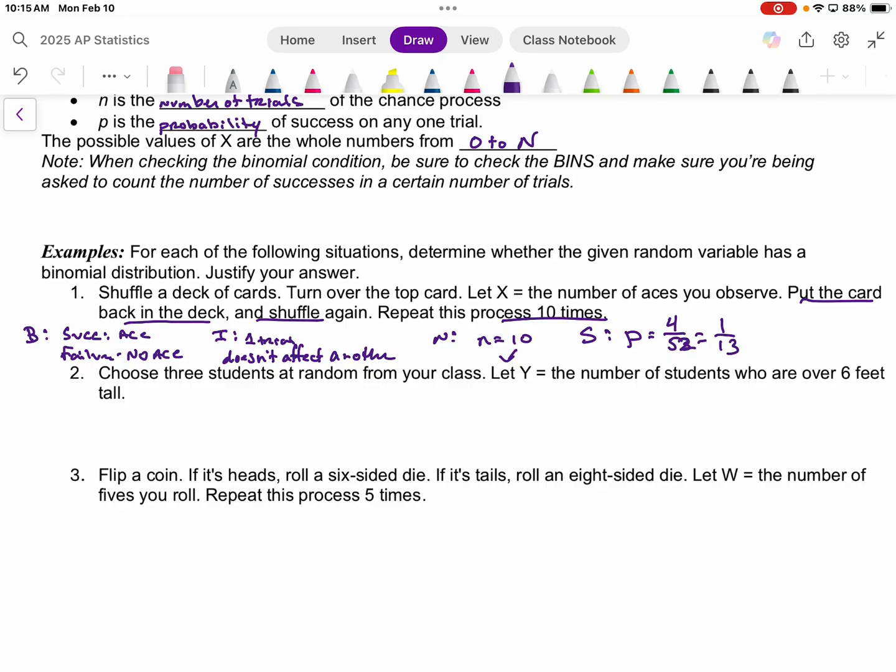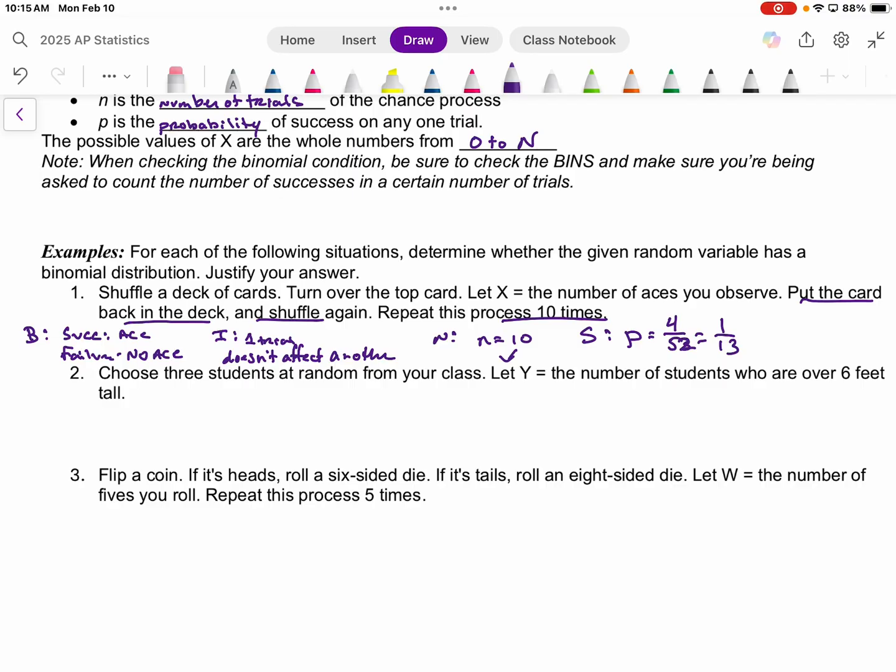So that one is a binomial setting, which means as we learn the formula for calculating the binomial distribution, or even filling out the table, we could create a table saying we're doing this 10 times. We would start off the top with 0 aces, 1 ace, 2 aces, 3 aces, 4 aces, 5 aces, all the way up to where maybe I got lucky and saw 10 aces. Then we can find the probability that each one of those events could occur.